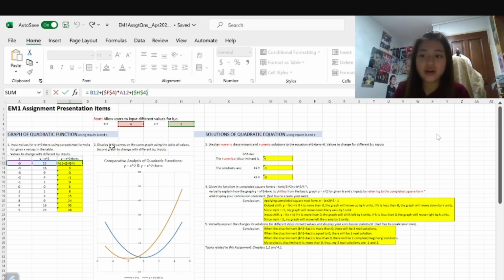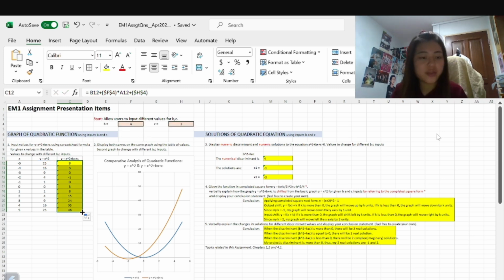Dollar signs in front of the row and column are to make sure that the value remains absolute while the rest of the cells in the equation continue being relative. I do a little drag so that my equation can be carried down the whole column.